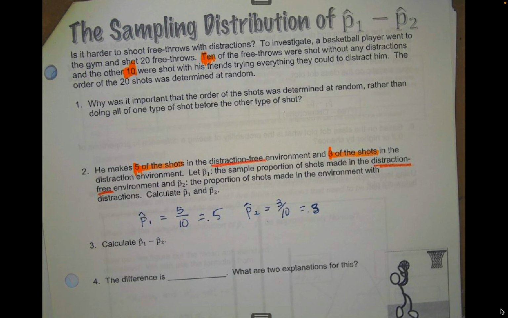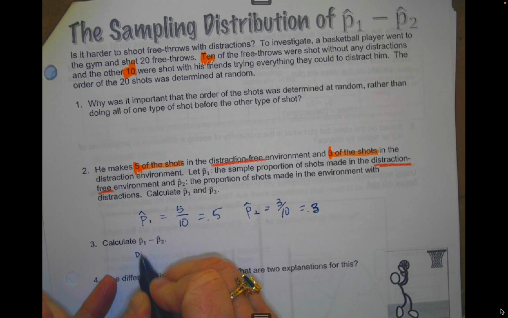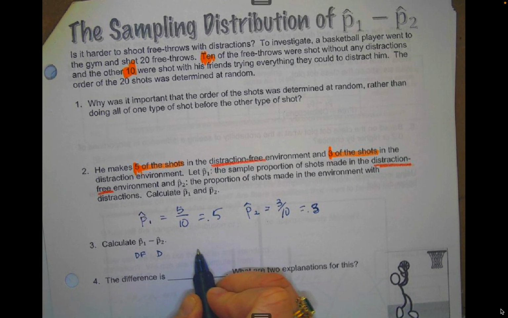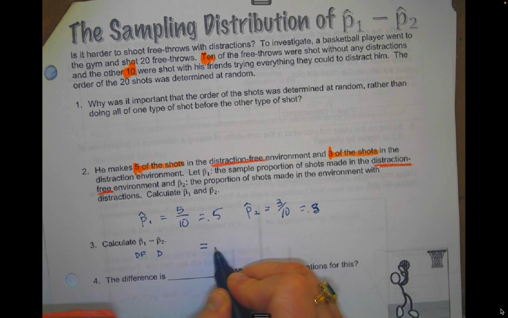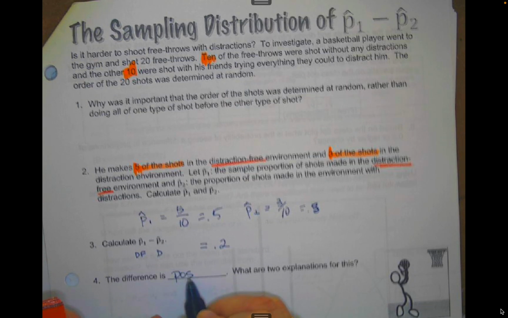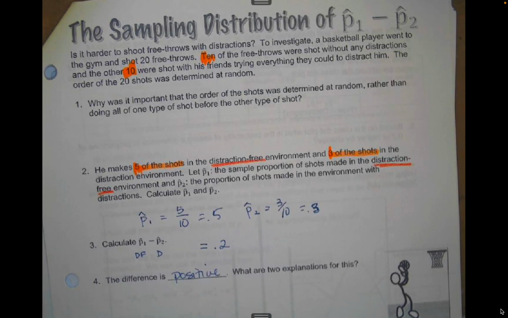All right, part 3, it says calculate the difference. Notice I had p hat 1 minus p hat 2. So I have the distraction free minus the distractions. So what's the difference, Kyle? Yeah, 0.2. All right, the difference is positive. That means the distraction free is higher.